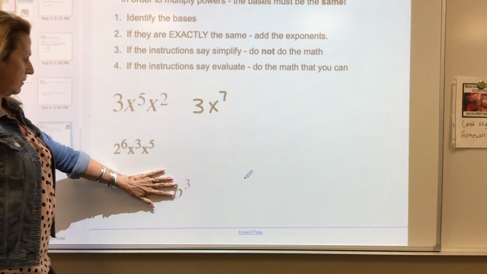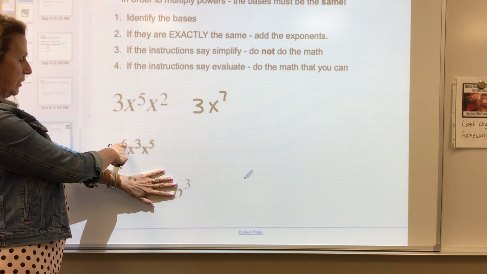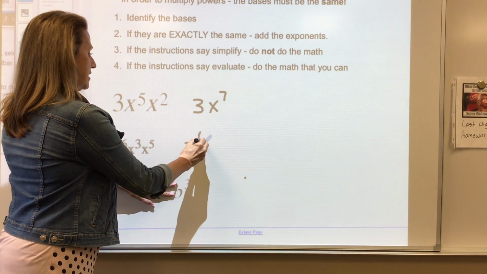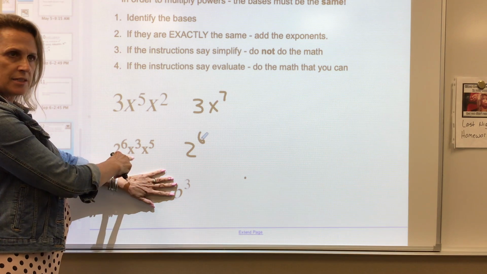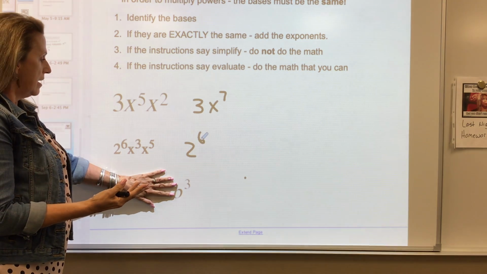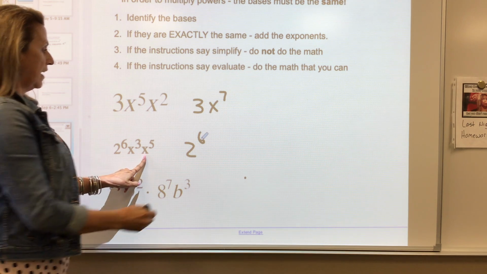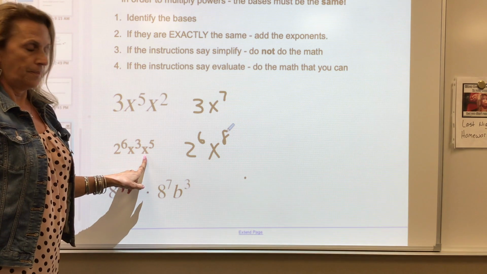So let's do this one. Here the 2 has an exponent, so it is a base. So I'm just going to leave it as a base for now. I'm not going to do anything with it, and I can't put it with the x's because they're not the same thing. Now I'm just going to count how many x's I have. I have 3 x's here and 5 x's here, so I really have 8 x's.